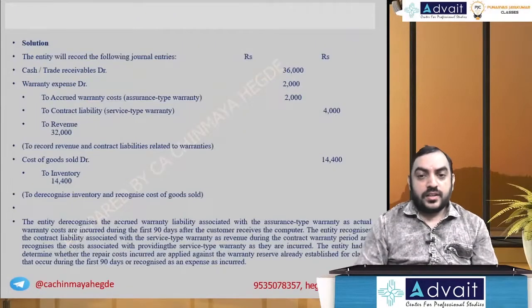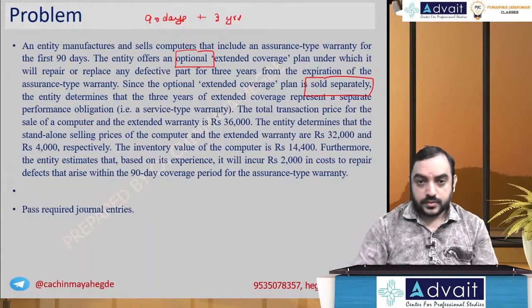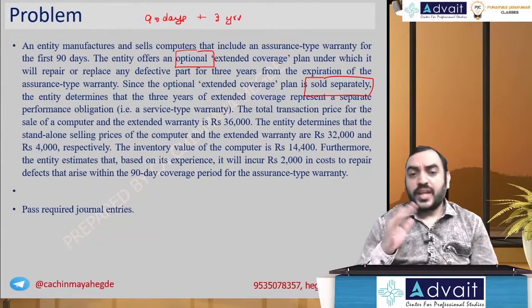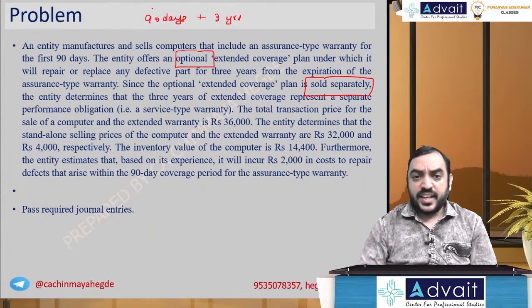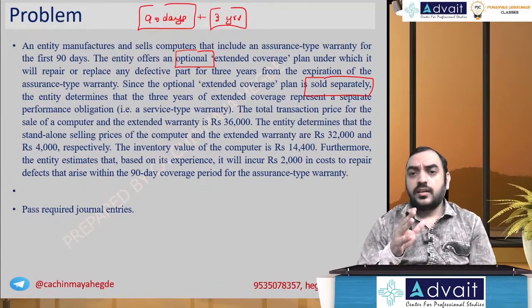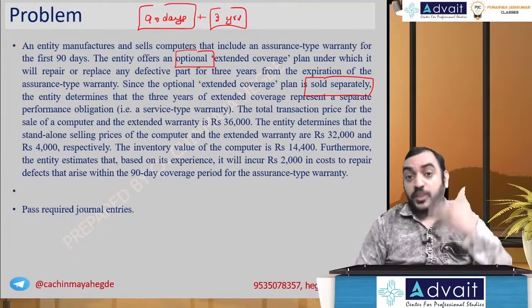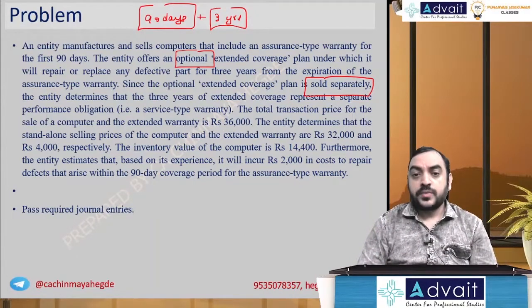Okay. Journal entries, straightforward. Let me just show you the entry they have given. Basically, we have two types of warranty here: first a 90-day warranty, and next a 3-year warranty. But the first 90-day warranty is not a separate revenue because it is part of the original contract. The 3-year warranty is definitely a separate performance obligation, and it is to be recognized separately.